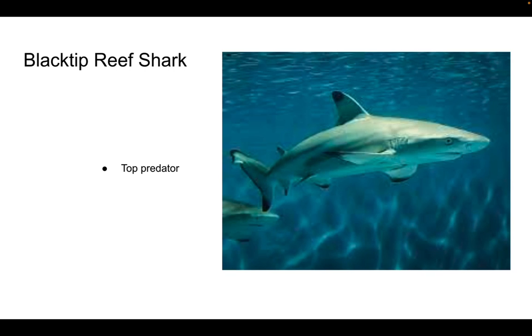Among the most abundant sharks inhabiting the tropical coral reefs of the Indian and Pacific Oceans, this species prefers shallow inshore waters. All predators are heterotrophs, meaning they must consume the tissues of other organisms to fuel their own growth and reproduction. The most common use of the term is to describe the many types of carnivorous animals that catch, kill, and eat other animals.